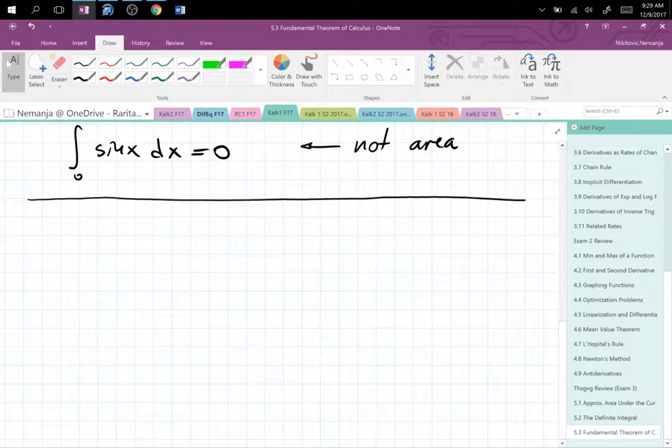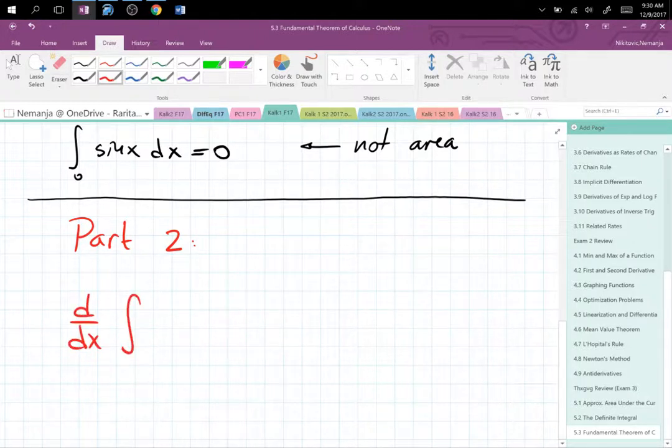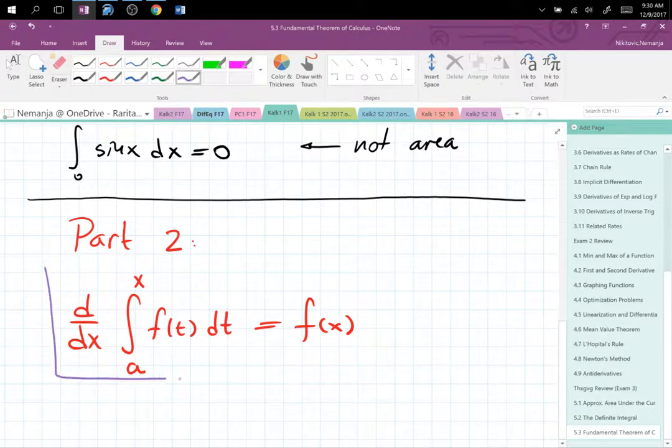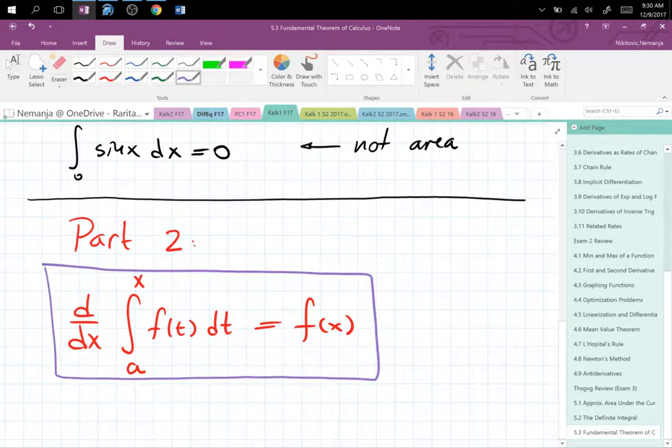So that's part one of the fundamental theorem of calculus, and part two, which is the new stuff for you now, is to write that the derivative of the integral of f of t dt, where this goes from a to x, is equal to f of x. So this is the one that we are learning now. And you can clearly see both integral and differential operators present in this formula.